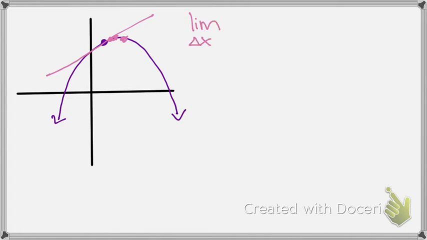A limit is a prediction. Delta x is the change in x, or the distance in x between these points. This is why we say delta x approaches 0. Because what you're doing as you take that point and bring it closer and closer is you're saying, I'm trying to make the distance between those points as small as humanly possible, or it's getting closer and closer to 0.